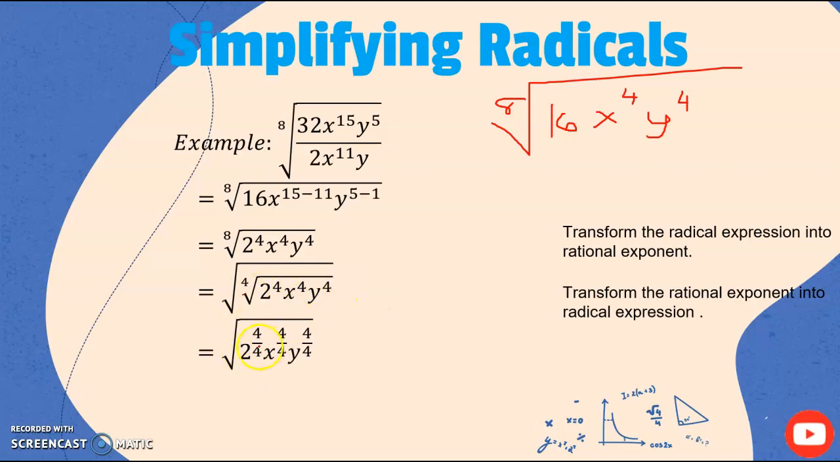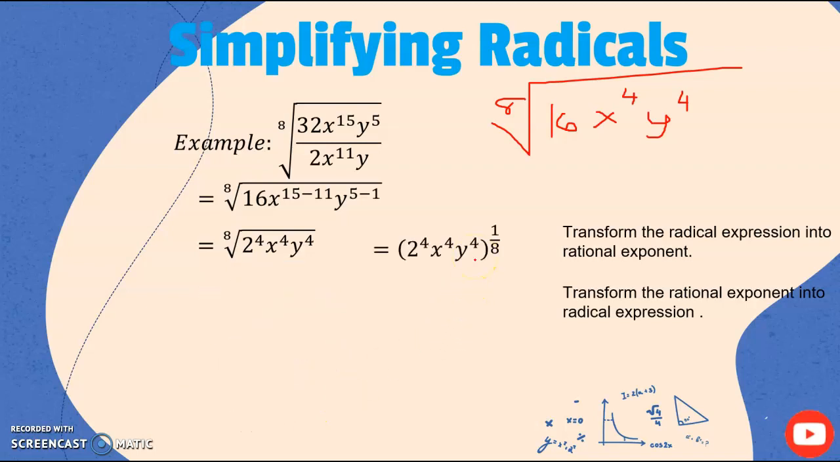Now, square root of 2 to the power of 4 over 4, no, we rewrite the whole radicand here as rational exponent. And we come up with 2 to the power of 4 over 4, x to the power of 4 over 4, y to the power of 4 over 4. And these exponents are all just equal to 1, no? So you come up with the final answer of square root of 2xy.